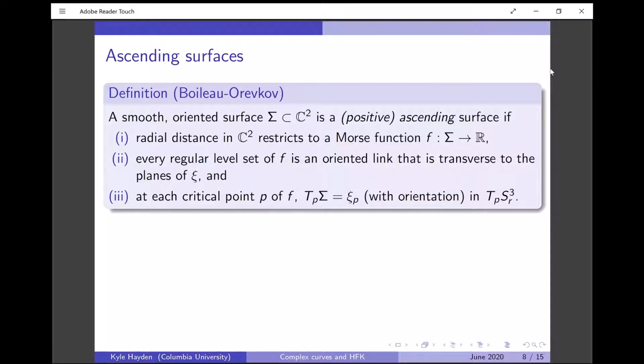Okay? And so moreover, we can say that it's a positive ascending surface if at those critical points, the orientation on the surface coincides with the natural orientation on the contact plane as a complex line.